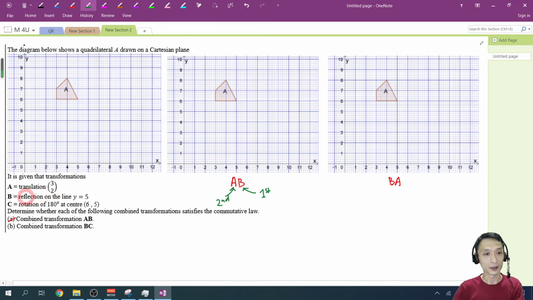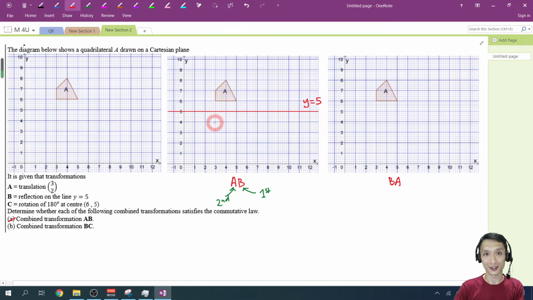Okay, so what is B? B is reflection on the line y equals 5. So first, we need to draw the axis of reflection. y equals 5 is over here. So this is the axis of reflection, y equals 5. If this object is reflected on this line, the image will be here. This point will become here.